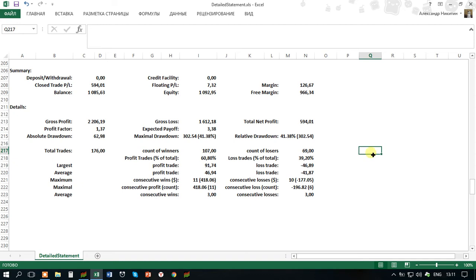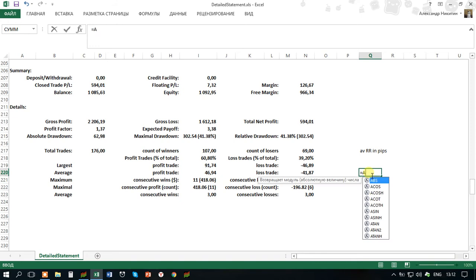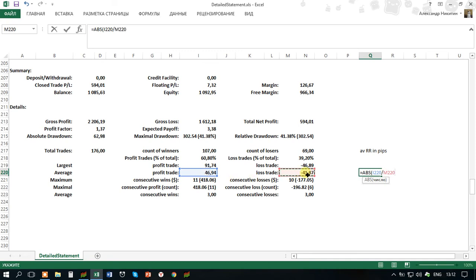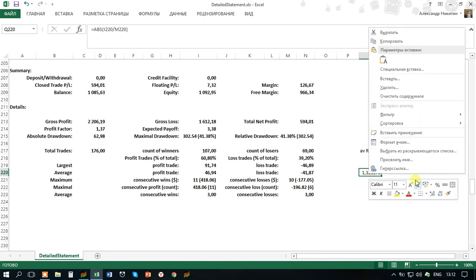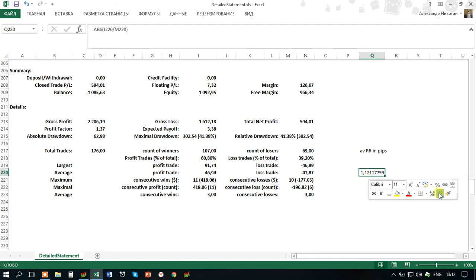Let's calculate average risk to reward in pips. Yes? I think you like it. So I need an ABS number. ABS means that it shouldn't be negative, and it should be an absolute number. I need this ABS, average winner divided by average loser. Okay, and it is 1.12. Oh, come on. 1.12.